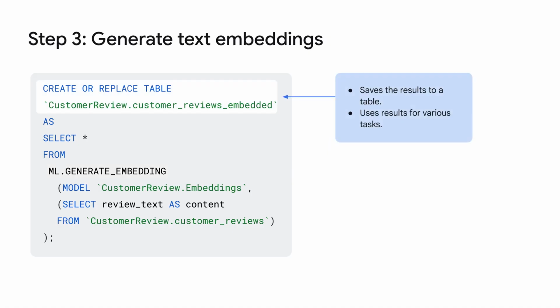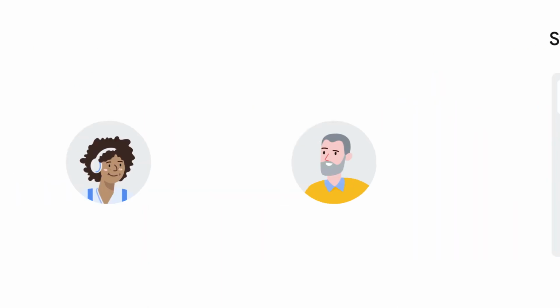You can then use these embeddings for various tasks. For example, semantic search, similarity analysis, and recommendations. Fantastic. Thanks, Professor Diane. I learned a lot. Up for a challenge? Sure.